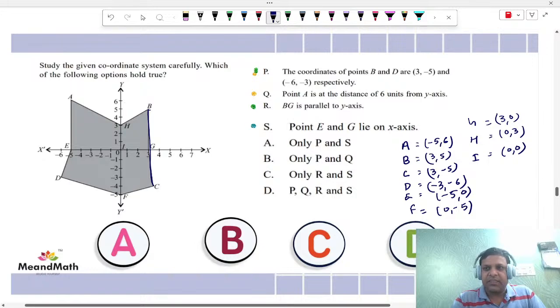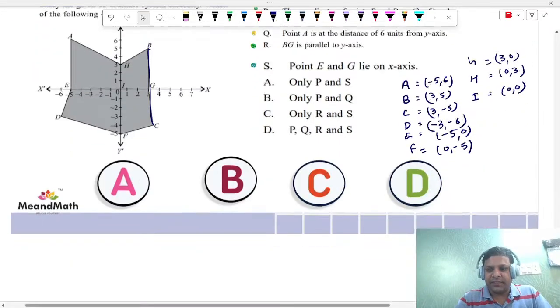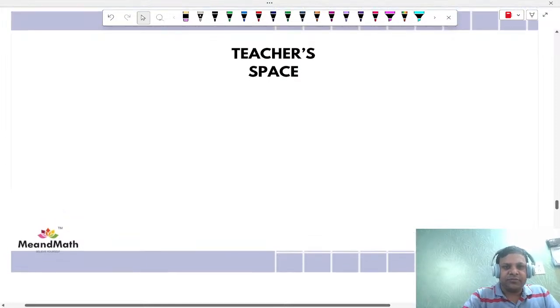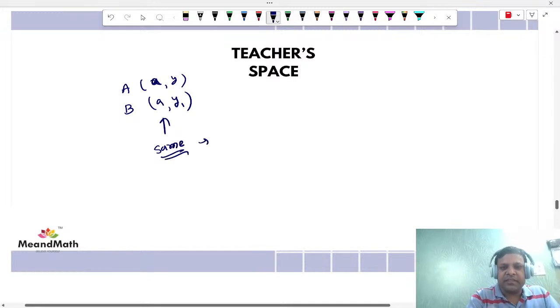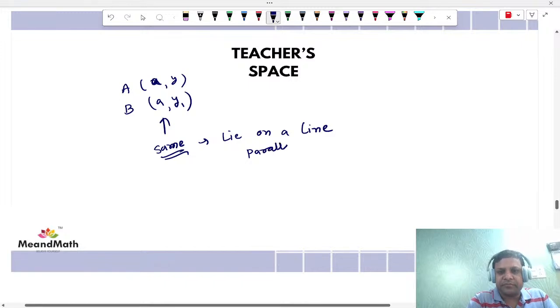Now I'll tell you one thing. For two points A and B, if the x coordinate is the same, they lie on a line. Yes, they lie on a line. It's parallel to the y axis.